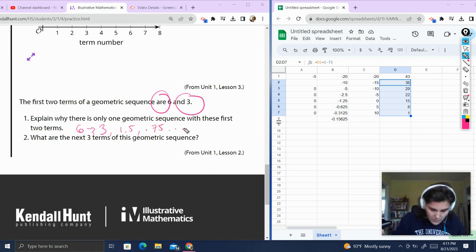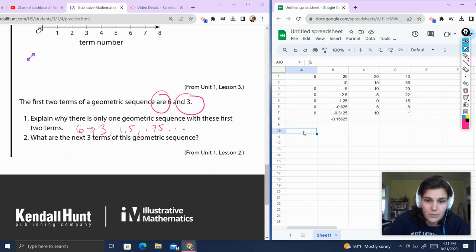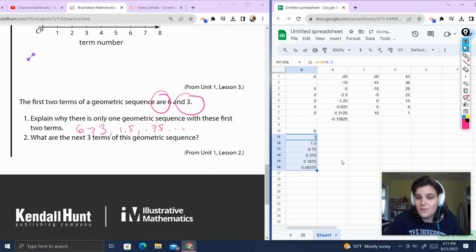What are the next 3 terms in the sequence? Well, we just calculated it. 6, 3, 1.5, 0.75. And if I want more of them, I will go to my handy dandy Excel spreadsheet. I would say 6, and then I would say this is equal to our term above times 0.5 or times 1/2, which gives me a 3. And then I would drag him down and I would get as many terms of the sequence as I want.